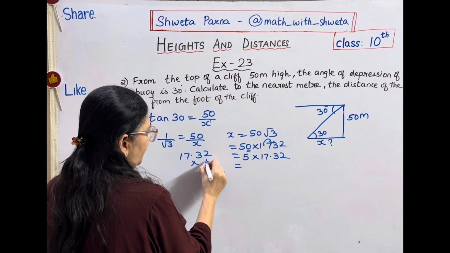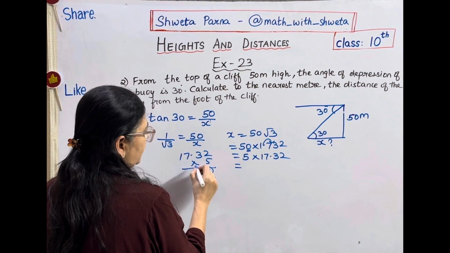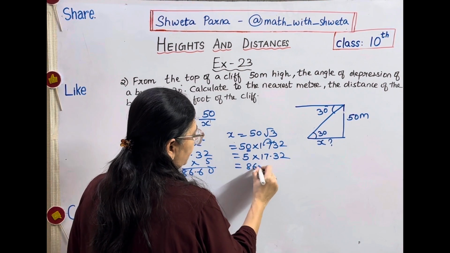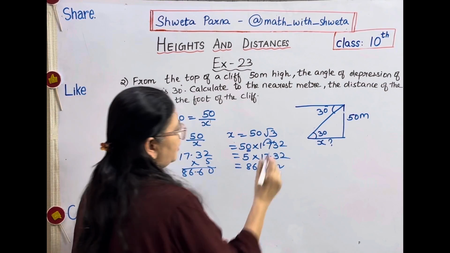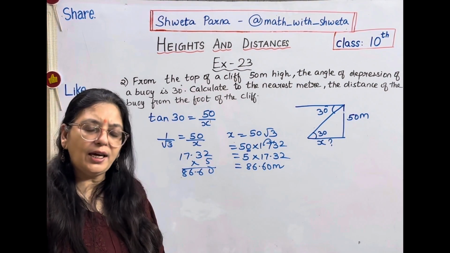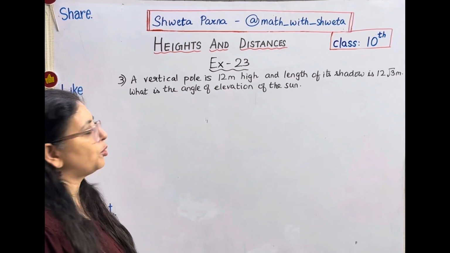17.32 times 5. 10, 1, 15, 16, 1, 30, 86. So this is 86.60 meter. This will become the distance from the foot of the cliff. Okay, come on, let's go to the next one. Let's go to question number 3.